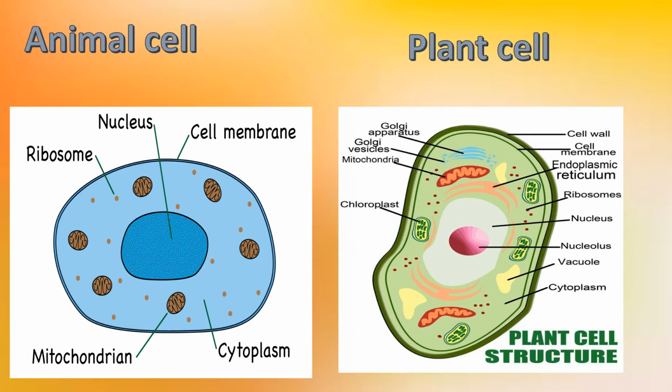Now you can write the differences between animal cells and plant cells. Shall I tell again? Animal cell doesn't have a cell wall. Plant cell has a cell wall. Animal cell doesn't have a fixed shape. Plant cell has a fixed shape. Animal cell doesn't have a permanent vacuole, but plant cell has a permanent vacuole. Animal cell doesn't have chloroplast. Plant cell has chloroplast.